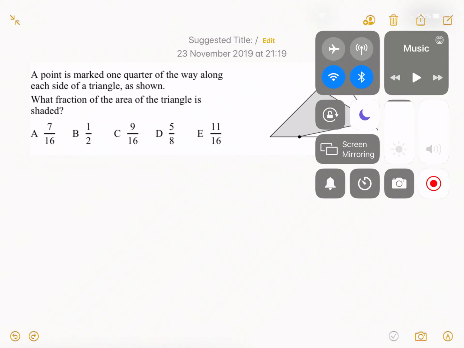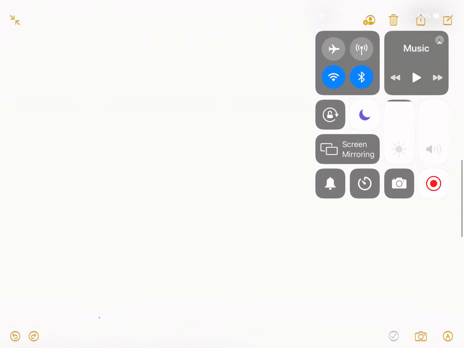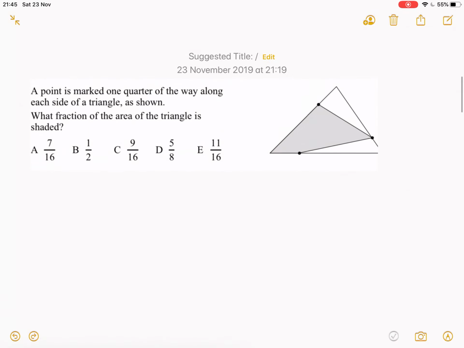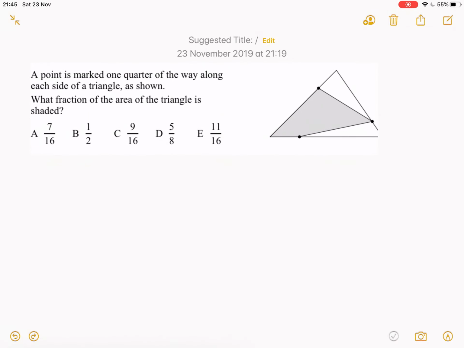Today we're doing another UKMT question using the mind map method. So, this is the question. A point is marked 1/4 of the way along each side of a triangle as shown. What fraction of the area of the triangle is shaded?